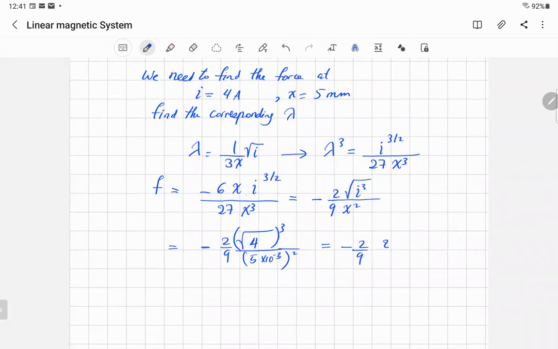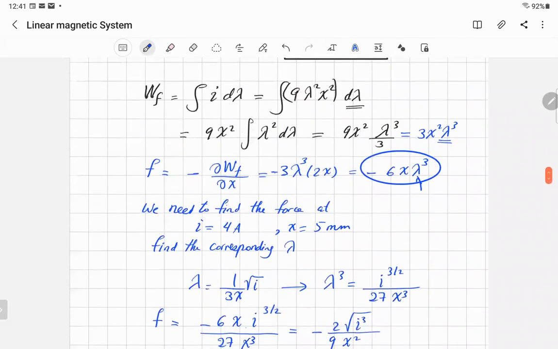That will be 2 cubed, which is 8, and 5 squared, which is 25, times 10 to the minus 6. So if you can simplify, that'd be great. It's equal to minus 16 over 9, 25, 10 to the minus 6. That will be the force, if I didn't make a mathematical mistake. Okay, so that will be the solution for the force using this equation.